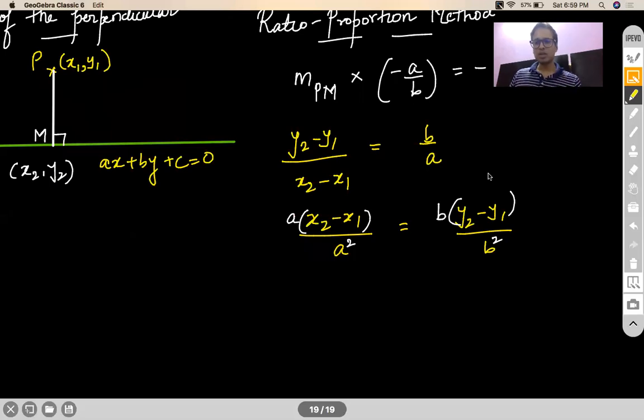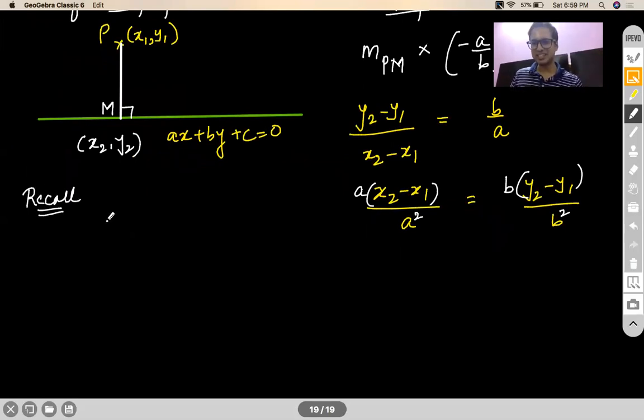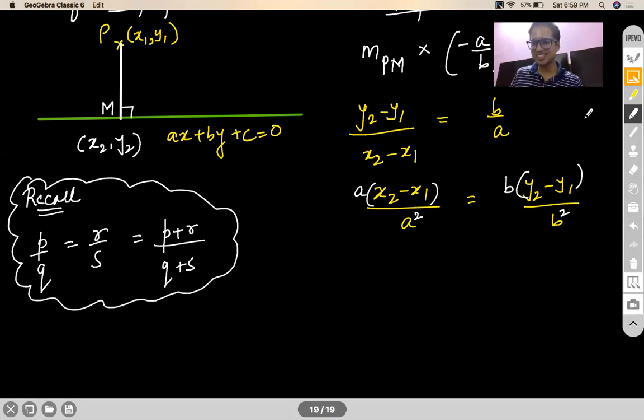Now, something very interesting and something very trivial also. Recall your ratio proportion days, I think in class 8th or 9th you would have done. If P by Q is equal to R by S, then this ratio is also equal to P plus R by Q plus S. Very obvious thing, right? So if 1 by 2 is equal to 2 by 4, then it is also equal to 1 plus 3 by 2 plus 4, which is the same as half again. Yes or no? Yes, correct. So I'm going to make use of this in this particular expression.